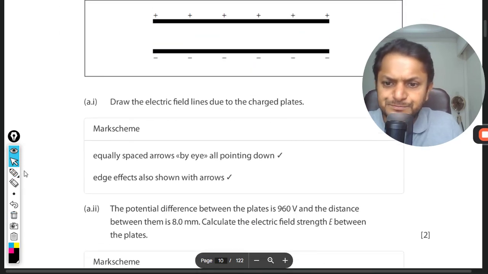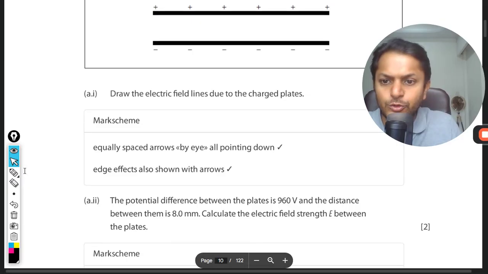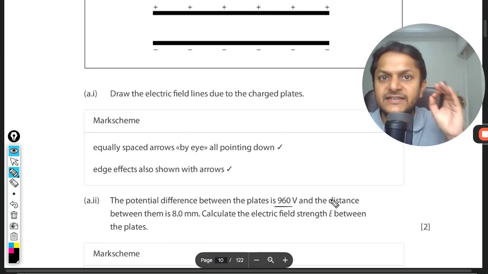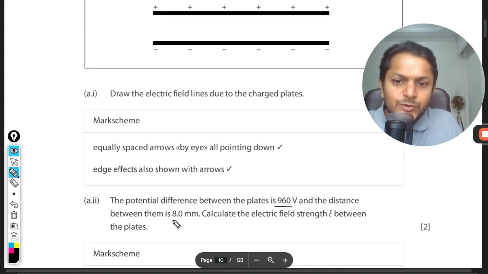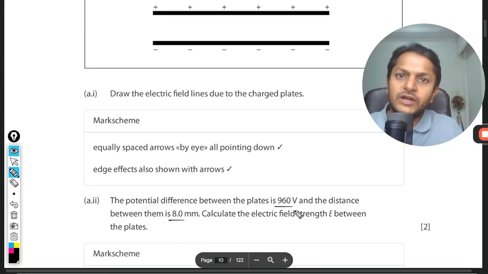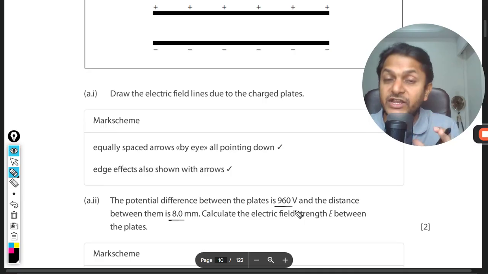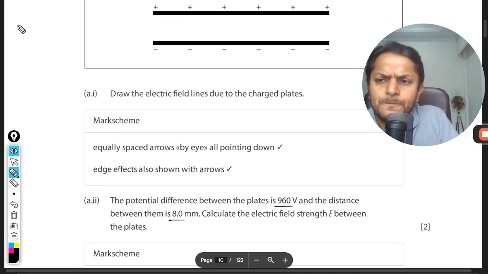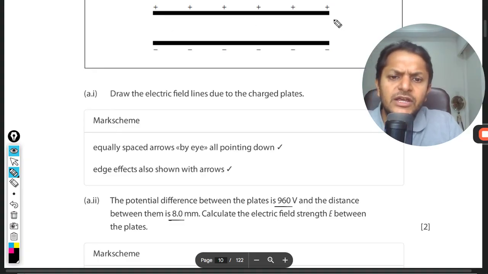Now moving next. So this is the second question. The potential difference between the plates is given as 960 volt. The distance between them is 8 millimeter. Calculate the electric field strength between the plates. There is a very good formula which is very popular and very important. I think that is given in the data booklet also. So there is a relation between the potential difference and the electric field.